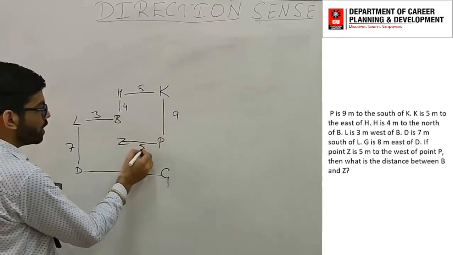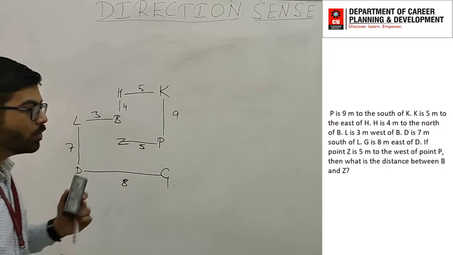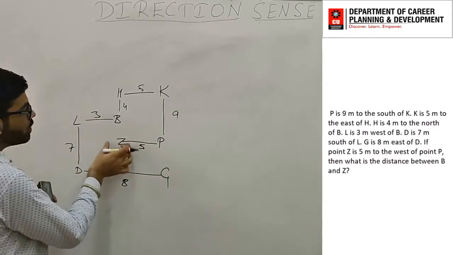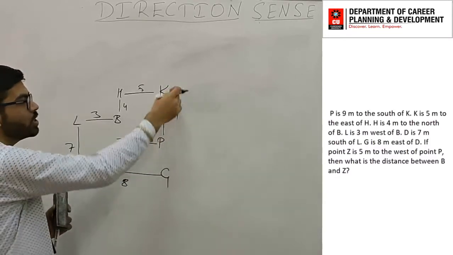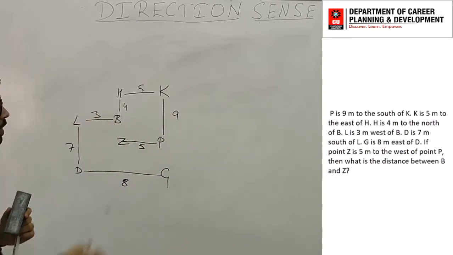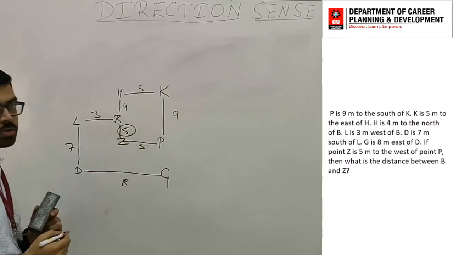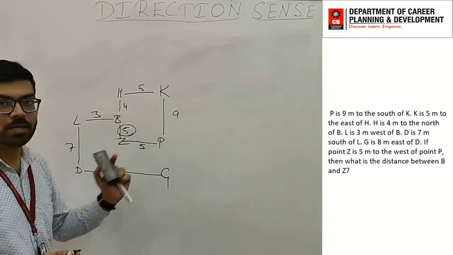Now move to the next part. Next part is asking what is the distance between B and Z. So the distance between B and Z comes out to be: the complete distance is your 9 meter and this distance is your 4 meter. So this one is your 5 meter. So final answer will be 5 meter.